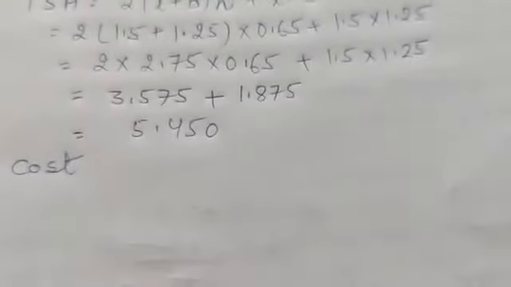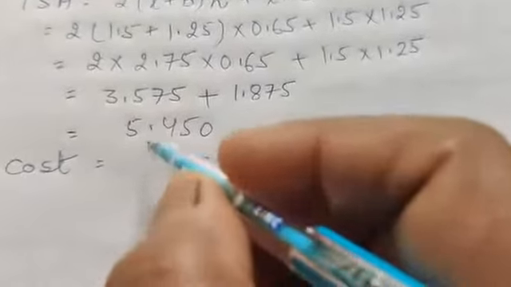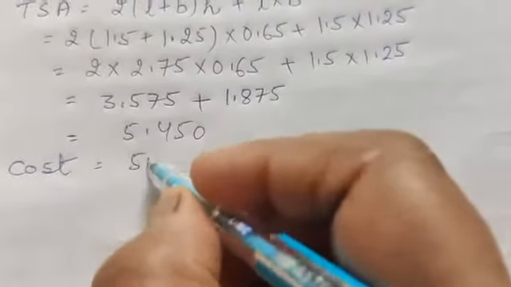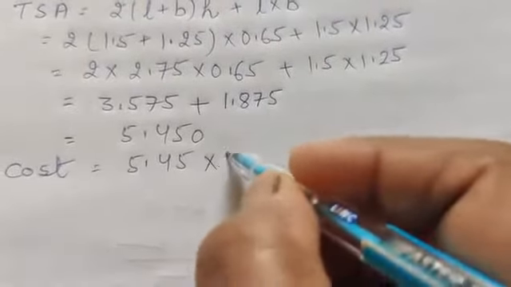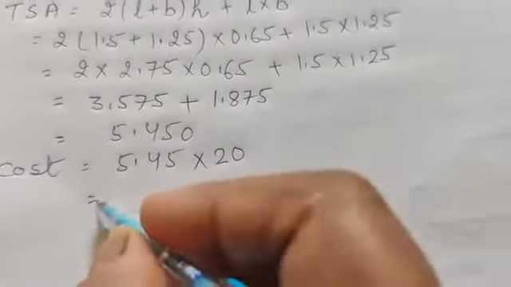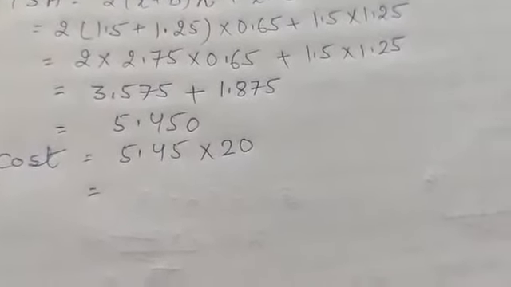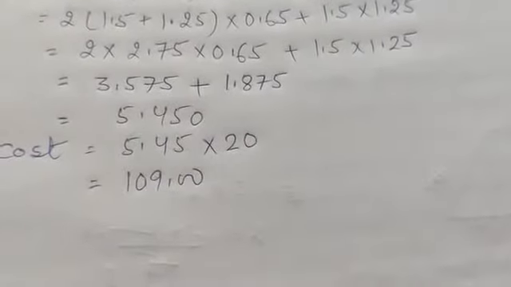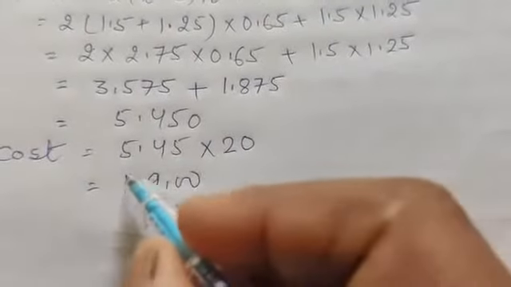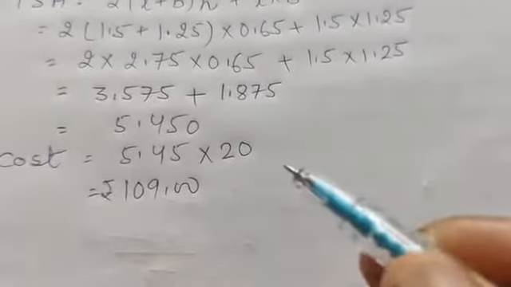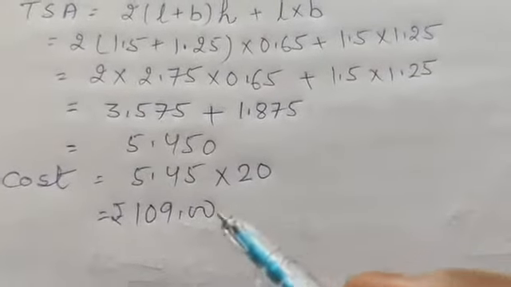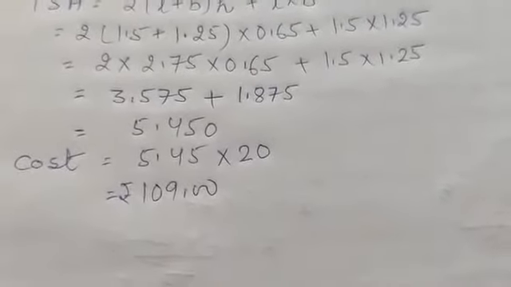Now the cost of the box. Cost is equal to rupees 20 per meter square. It means 5.45 into 20. Okay. Now 5.45 into 20 is 109.00. Cost means it is in rupees.